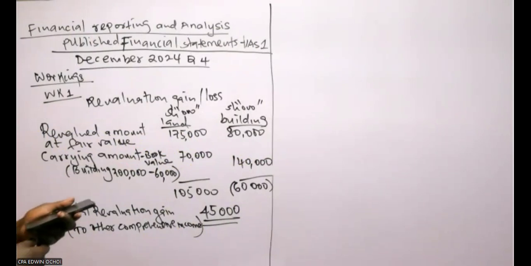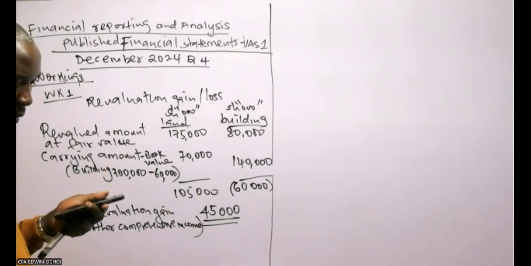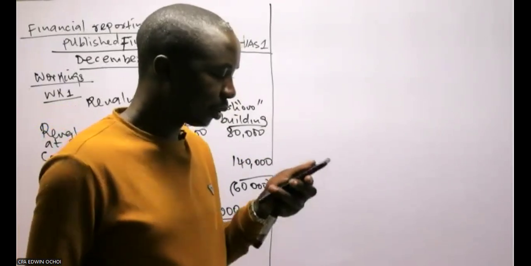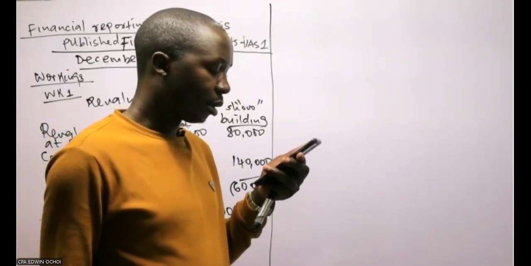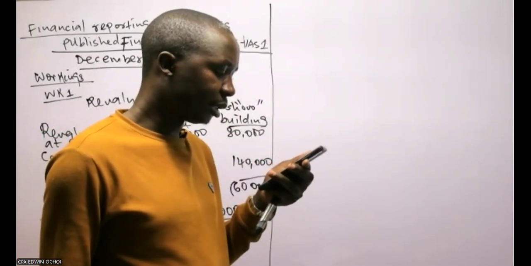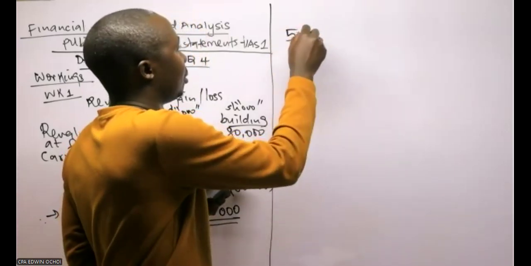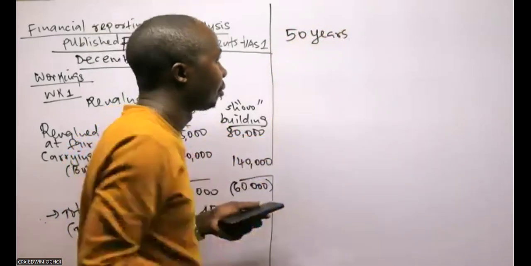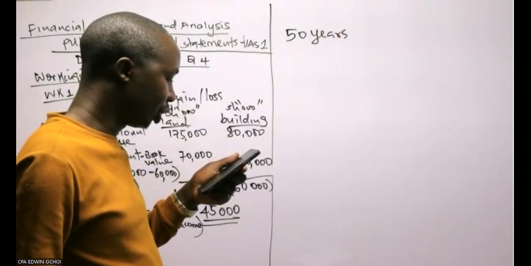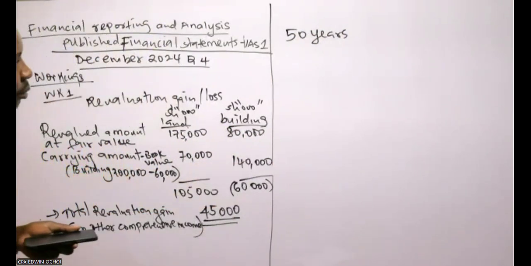Then they gave us 15%. Plant is depreciated at 15%. But before that, before we talk about plant being depreciated at 15%, remember that for the building, the estimated useful life of the building before revaluation was 50 years. However, the revaluation did not change the useful life of the building.